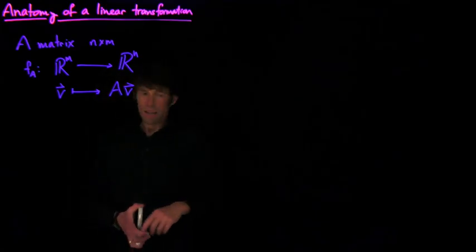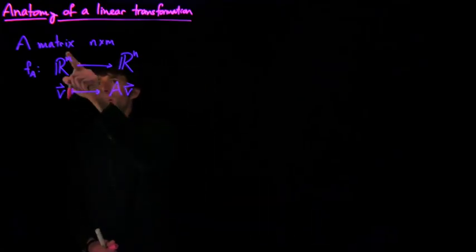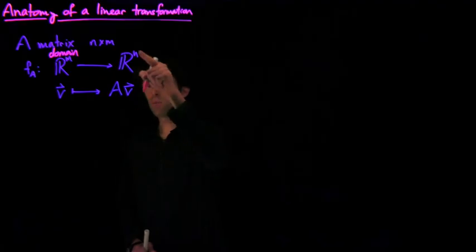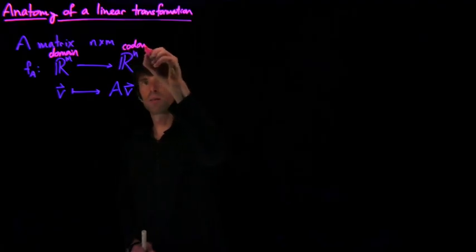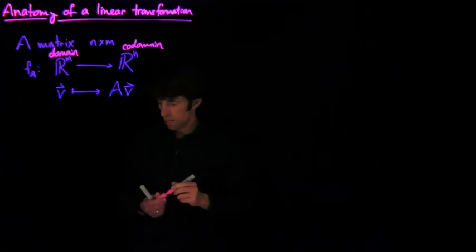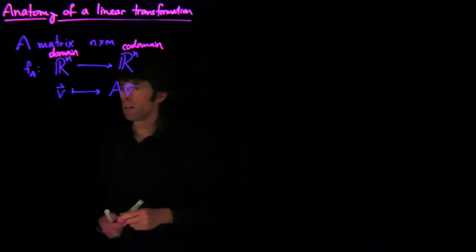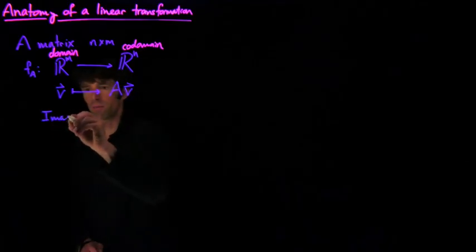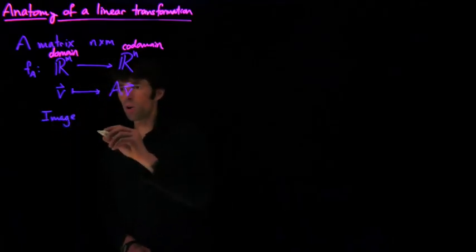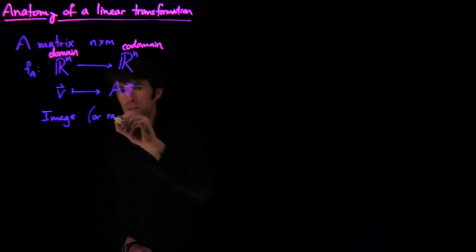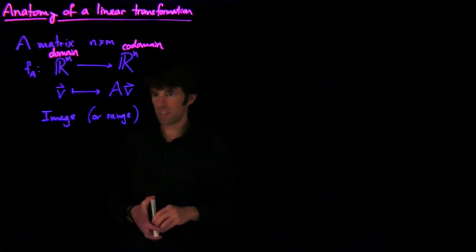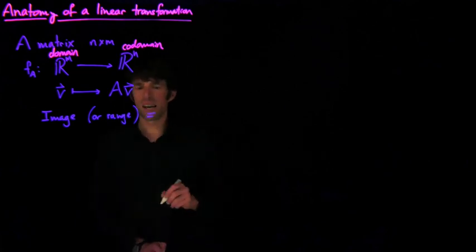So as I mentioned in the previous video, the source of the inputs here is what's called the domain of this function, and where the outputs live is called the codomain. And now there's a little bit more I want to talk about. There is the image of this function. So the image, or it's sometimes called the range, two different words that people use in different contexts for exactly the same thing. The image is the set of all possible outputs.